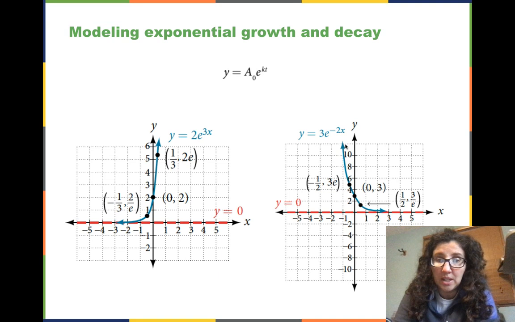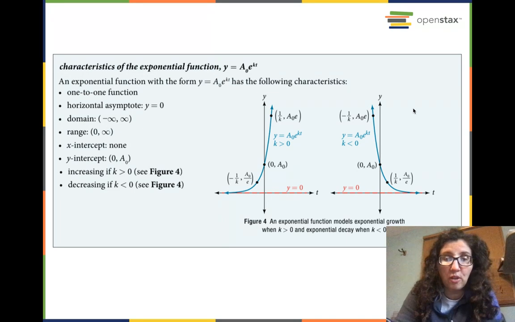How about this? We have a negative exponent, so we have exponential decay, right? So again, it crosses the y-axis at 0, 3, and this point is going to be at 1/2. It'll be at 1/2, it'll be 3 over e. Okay. So here's just a summary of all of those things.